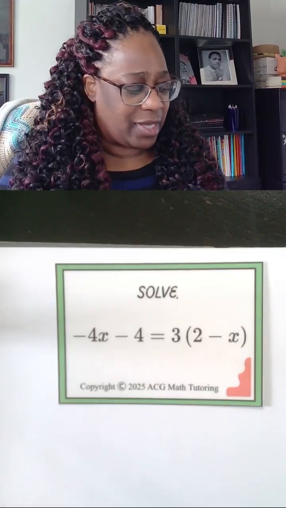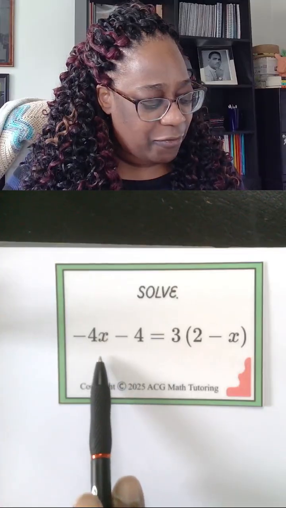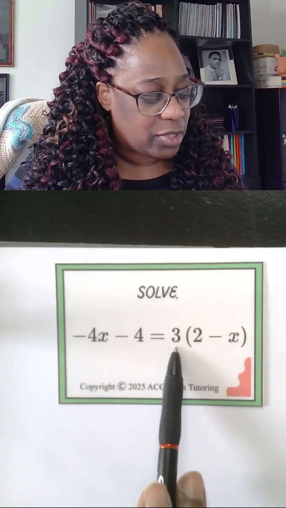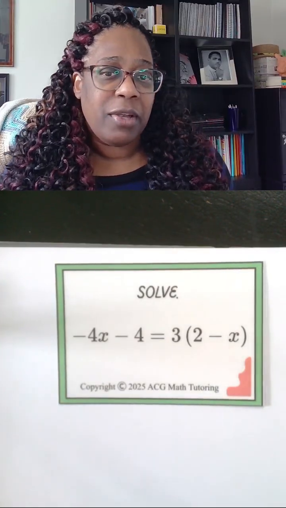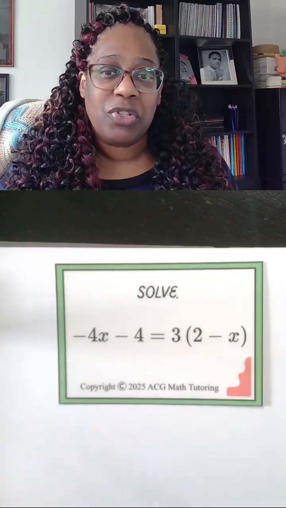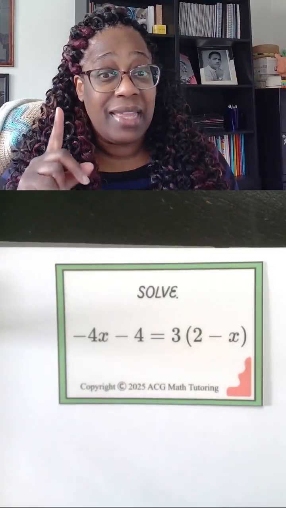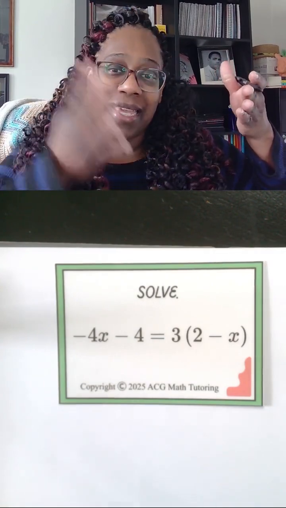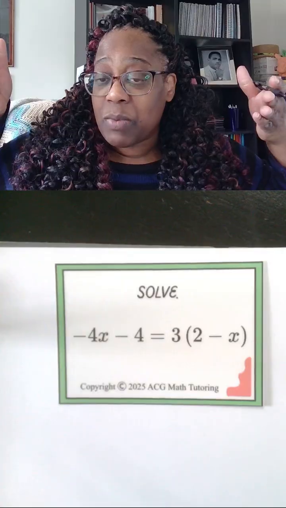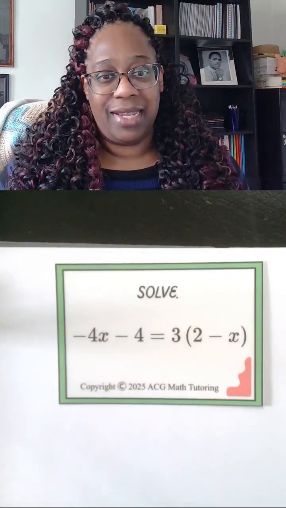So thank you so much for coming on in. I greatly appreciate that. If you have your answer, let's see what you got when you're solving for this. So we have negative 4x minus 4 equals 3 times (2 minus x). What you're basically doing is trying to solve for x. That means we want to get x on one side of the equal sign and then get our numbers or maybe an expression on the other side of the equal sign.